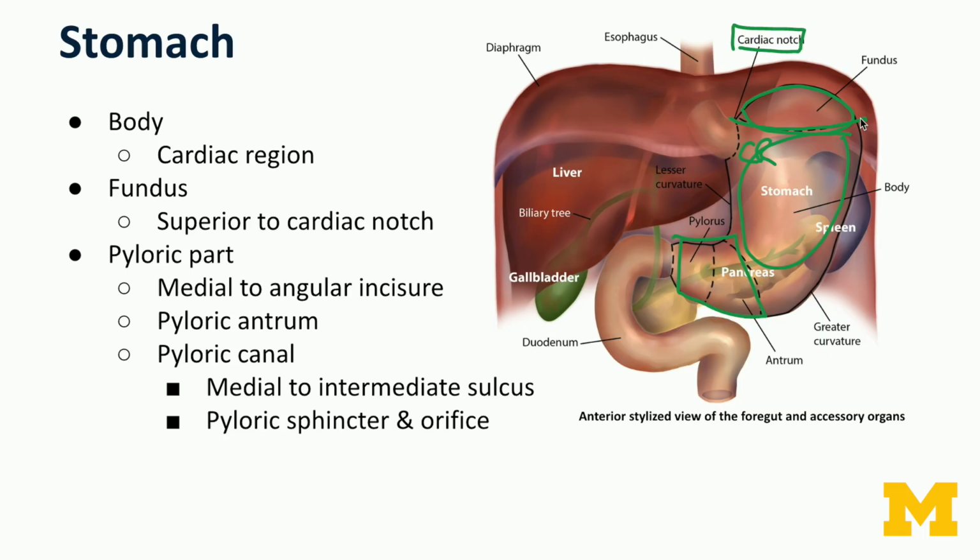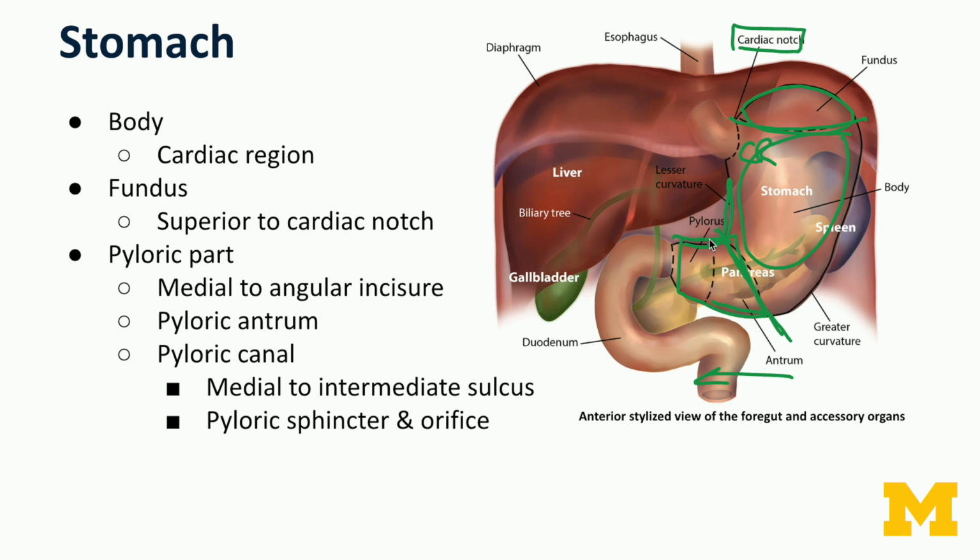And then there's something called the angular incisure. That angular incisure is that reflection point of the lesser curvature, and you take that obliquely, left laterally, and that is going to prescribe the boundary between the body and the pyloric part. That pyloric part is all medial to the angular incisure. There's an antrum, a pyloric antrum, and that is just a funnel where it begins to narrow that's going to feed into the pyloric canal.